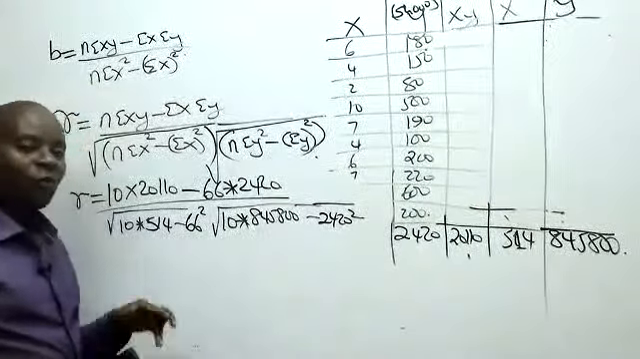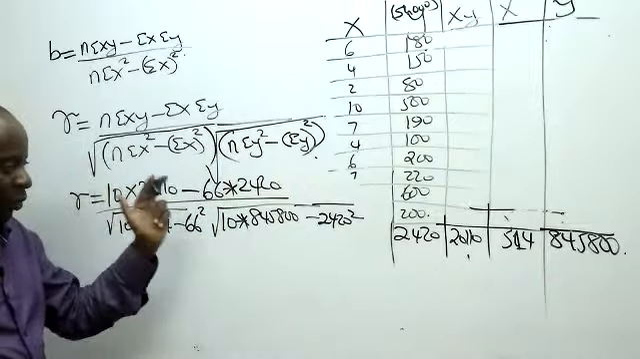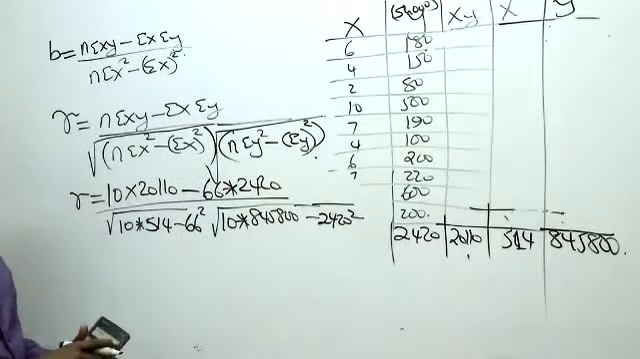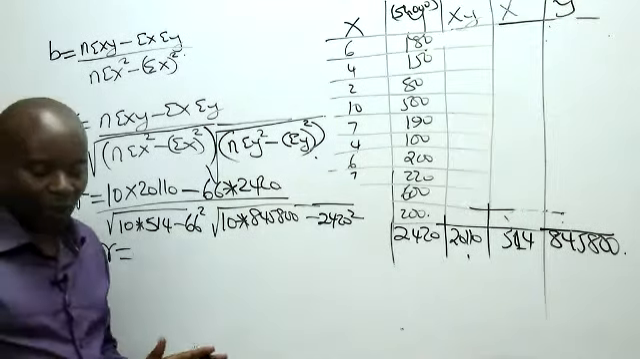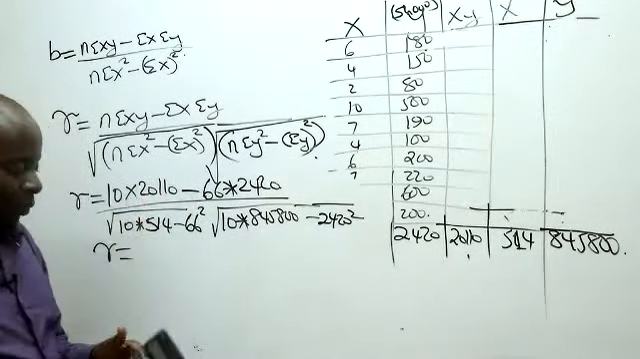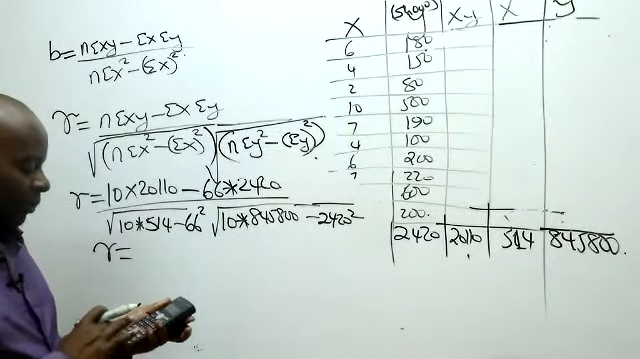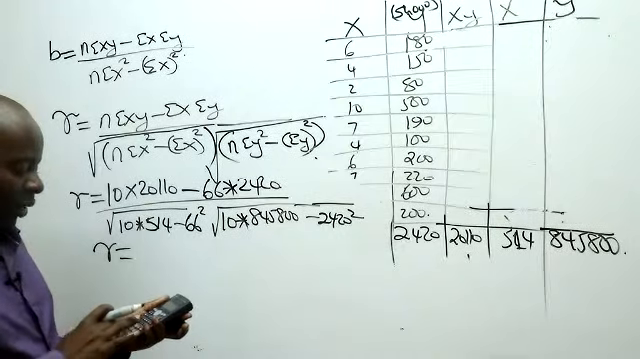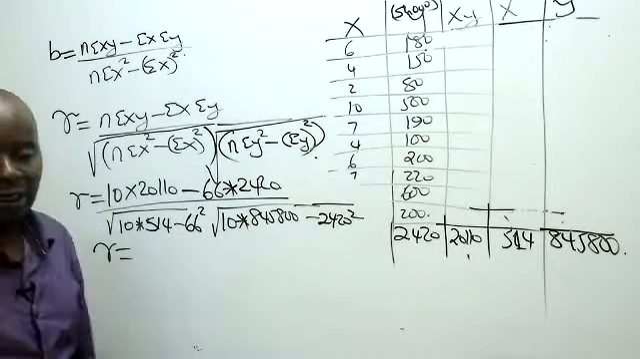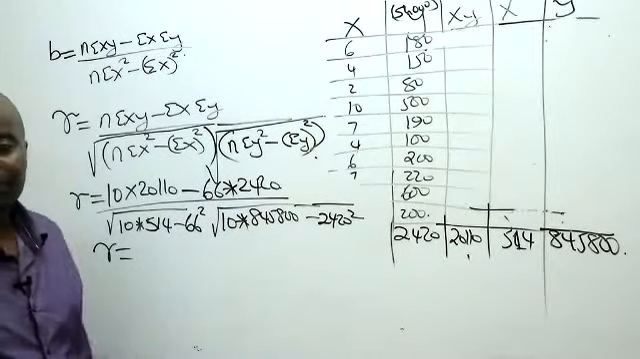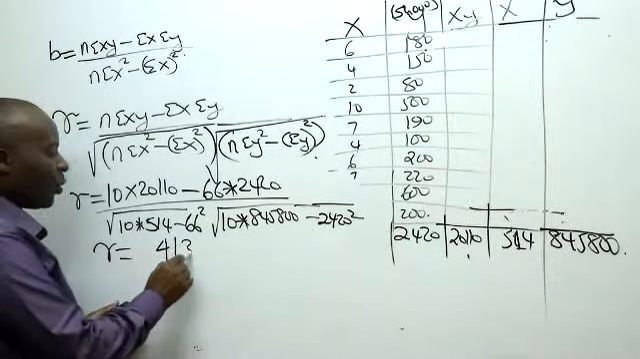Now you have to move very slowly and give us the numerator first. Please give us the numerator value. Our R will be equal to, I don't even want to rely on my calculator. I want someone to give me the numerator value. So 10 times 2110 minus 66 times 2420. What figure are they able to get for the numerator? 41? 41,380. Let's confirm. 41,380.